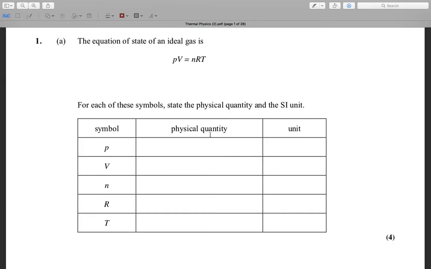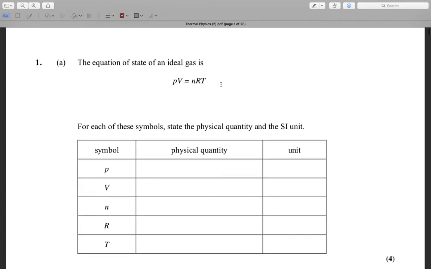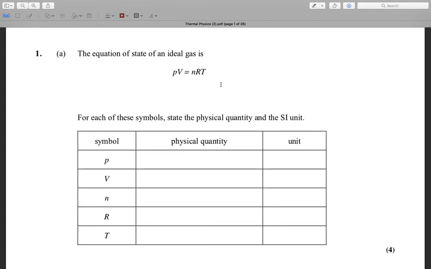Hello everyone. This morning, I want to share again how to solve some questions about thermal physics. This is for CIE Cambridge.